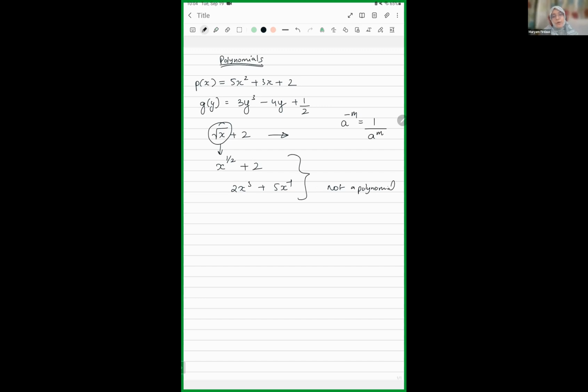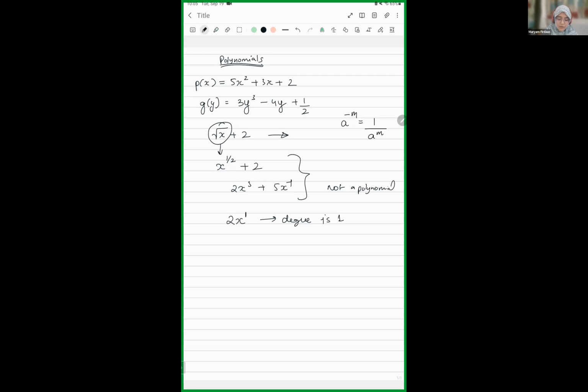How many terms can a polynomial have? A polynomial can have any number of terms. It doesn't just mean one term or two or three or four. It can have any number of terms. So, what is the degree of the polynomial 2x? This is a polynomial, right? Yes, the degree is 1, because it's x to the power 1.